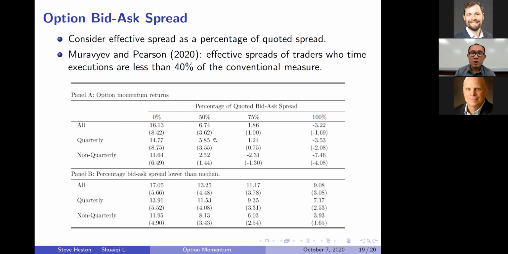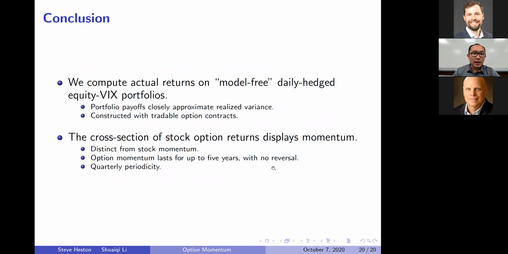We could further avoid the illiquid option contracts by only trading the VIX portfolios whose percentage bid-ask spread is lower than the median. Okay, in this case, all the 3 strategies would be profitable at the 50% threshold, and the strategy sorted by all past year variance swap return and the quarterly lags are still profitable when we account for the whole bid-ask spread. Okay. All right. Let me conclude.